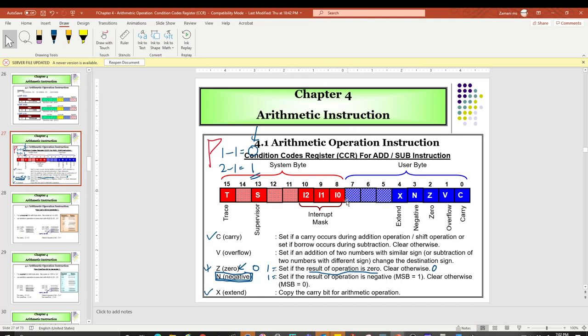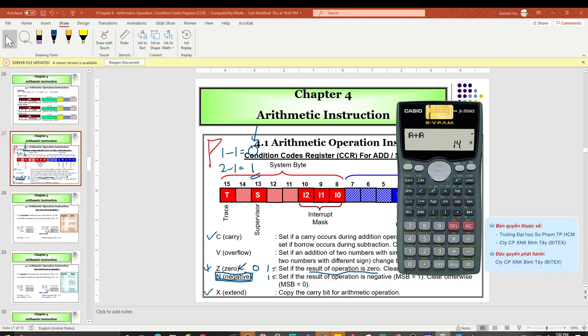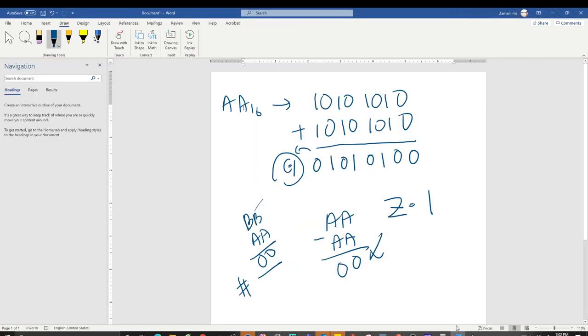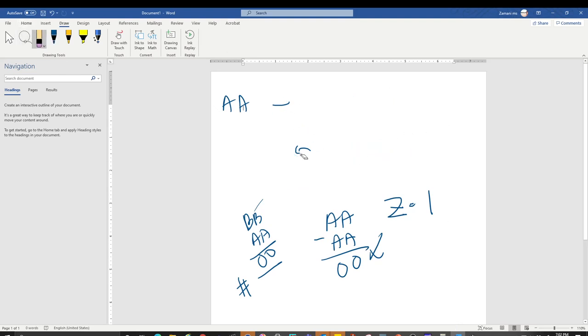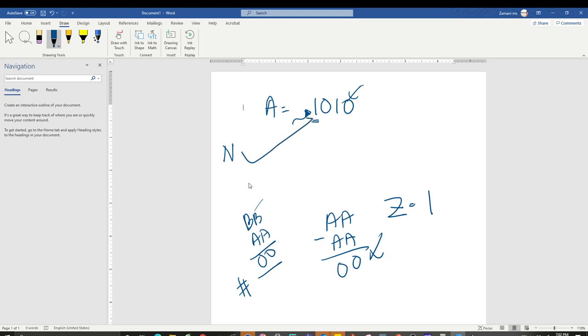So, in this example, the value of AA, right? A is not a negative number in any case. A is 1010. This is not a negative number if you are not using a signed number, so this is a positive number. But if you look at the MSB, which is 1, then the CPU will regard this as a negative sign, because the MSB is 1. So that's why your flag for the negative will be based on the result of your MSB.